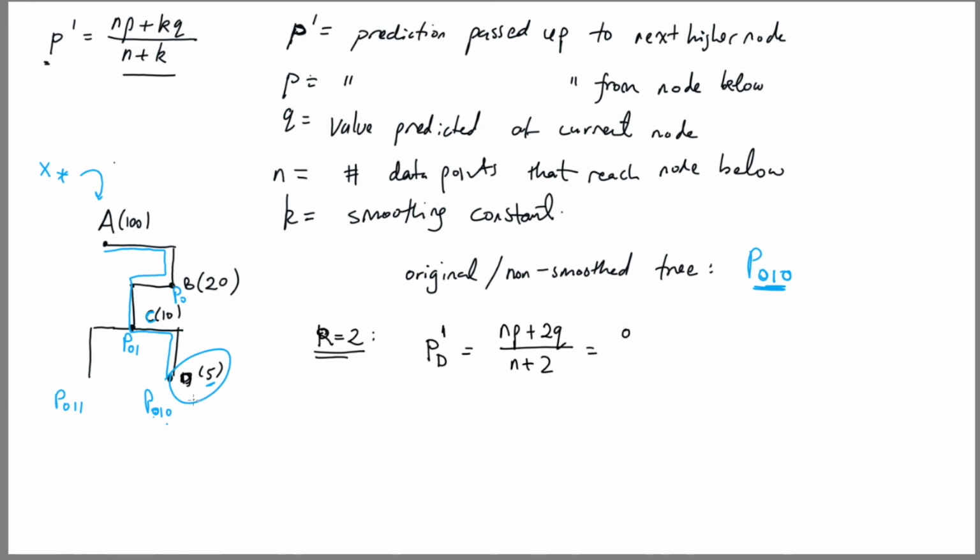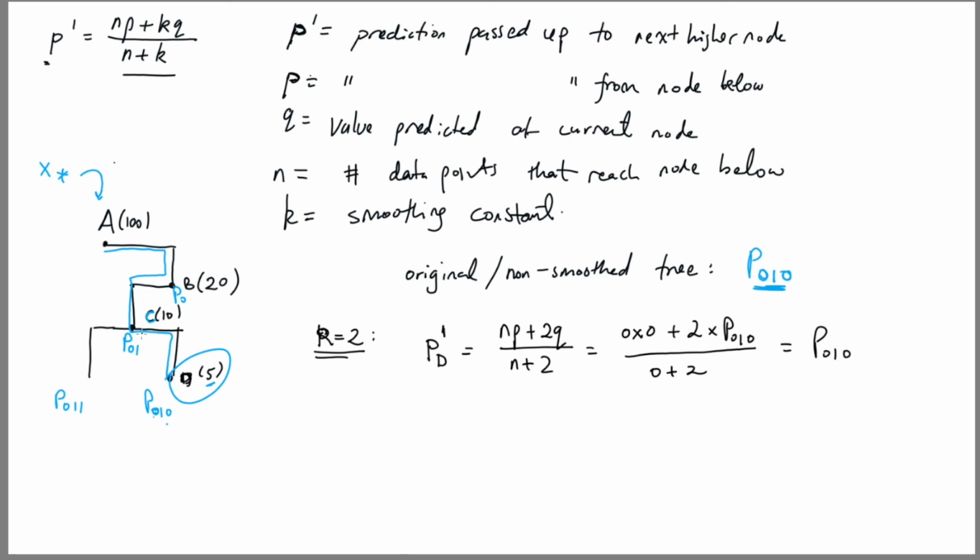Similarly, P is the probability, the prediction that's passed up from the node below. Well, there is no node below, so that's also 0. Plus 2 times Q. Q is the value predicted at the current node. So the current node predicts P0, 1, 0. And we divide by n plus 2, so 0 plus 2. So we get P0, 1, 0. Which is pretty straightforward. The smooth estimate at D is just the prediction at D, right? There's nothing to smooth, there's nothing below.